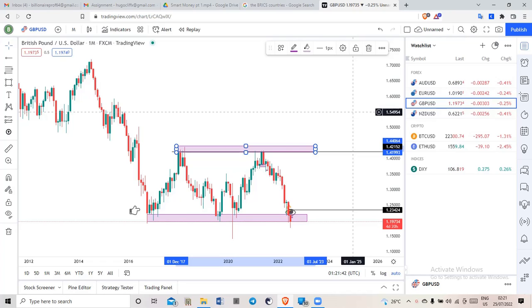Now, if you don't have an idea of what a higher time frame is, higher time frames are time frames that are higher than the daily time frame, like the weekly time frame and the monthly time frame, while lower time frames are intraday time frames from daily and below.